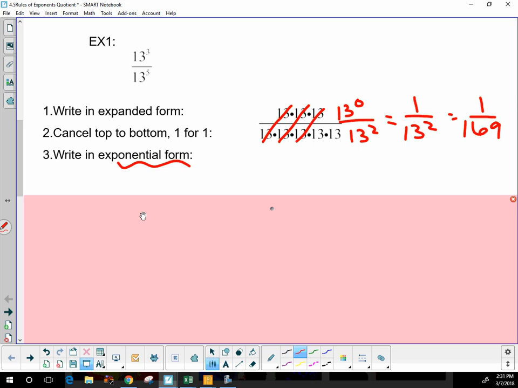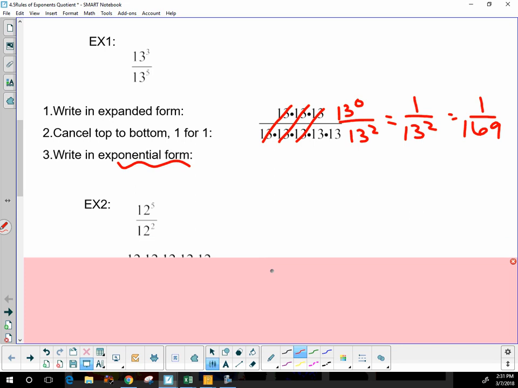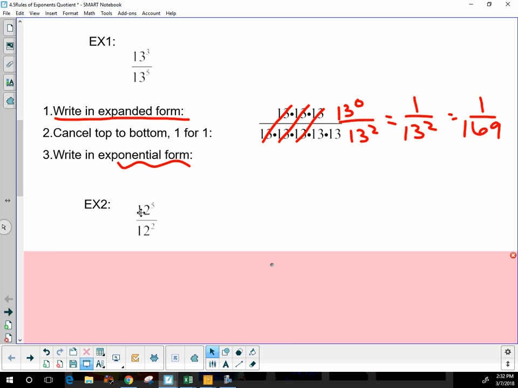That's easy enough to do. 13 times 13 isn't that hard. Let's take a look at this one. Why don't you try this one on your own? Again, the first step is to write it in expanded form. You must do that. I will be looking for that on your work, on your papers.